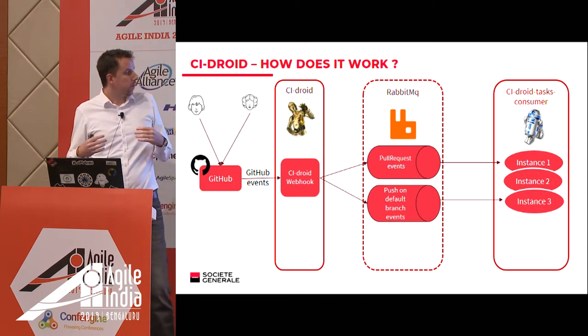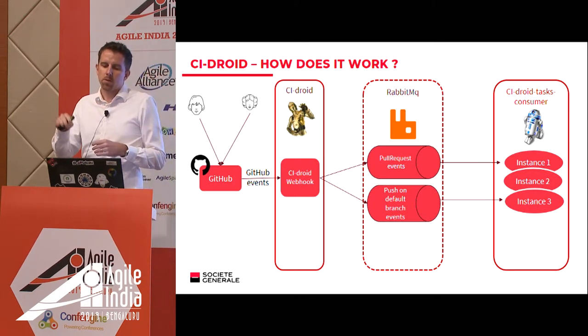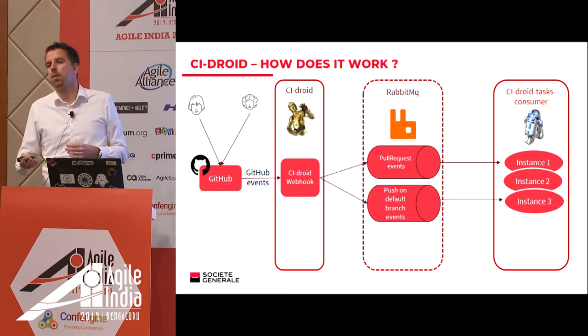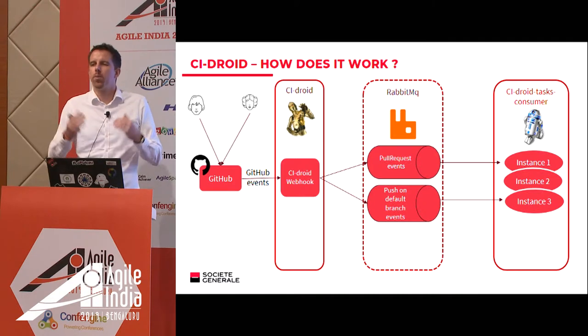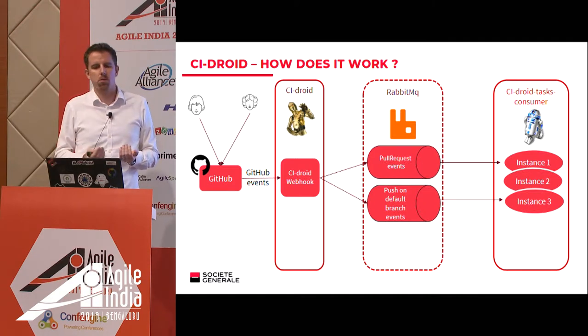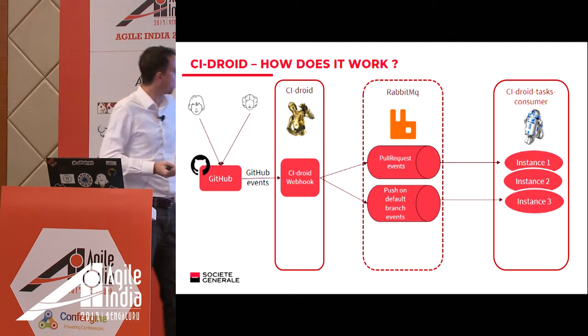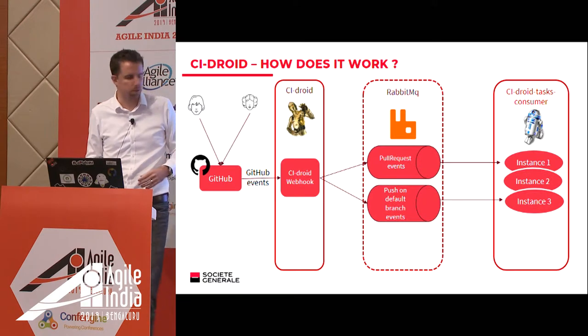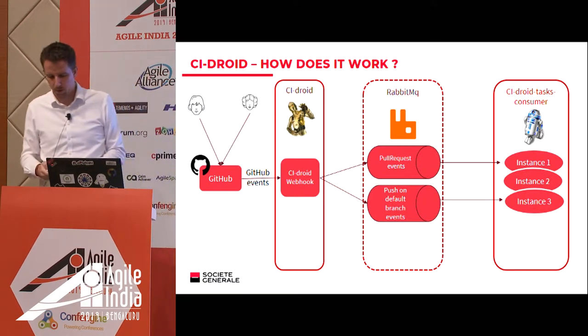It takes the event and forwards it through RabbitMQ to some task consumer so that it gets processed asynchronously. Rebasing a pull request may take a few seconds, so you don't want this to be blocking at that level. So we process it asynchronously on the task consumer.